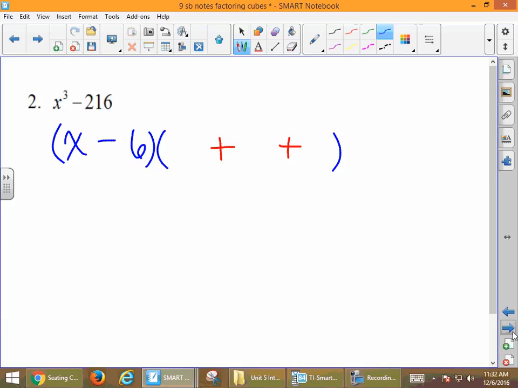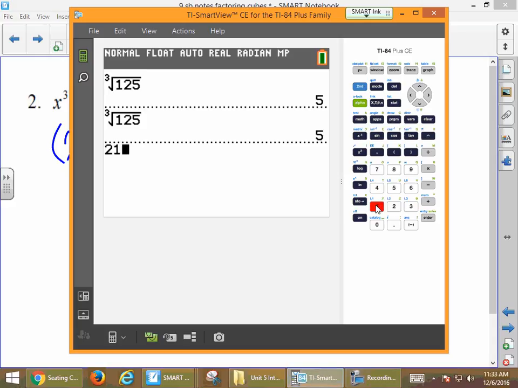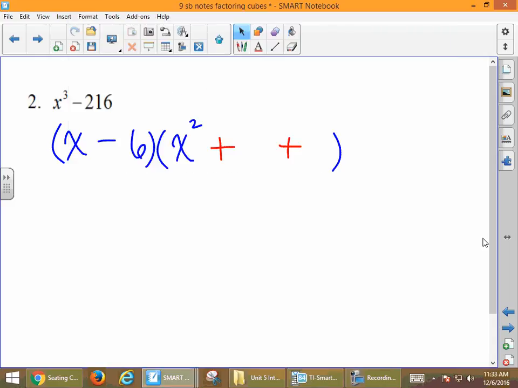So x cubed divided by x is x squared. 216 divided by 6. Well, let's type it in. 216 divided by 6 is 36. Make sure to put it in the right spot. Then the last part is x times 6, which is 6x.